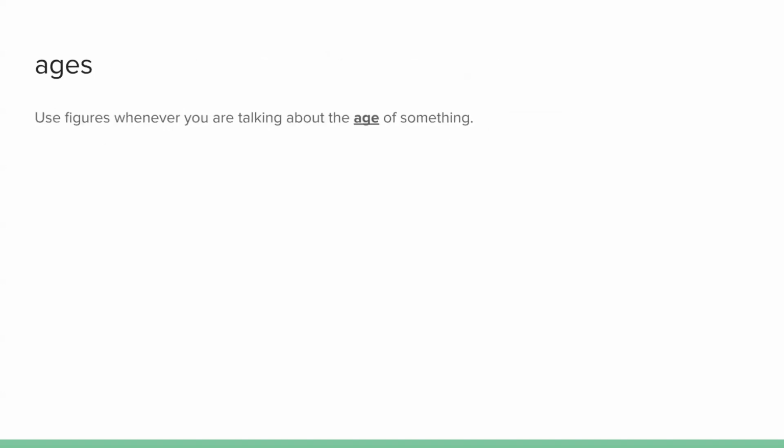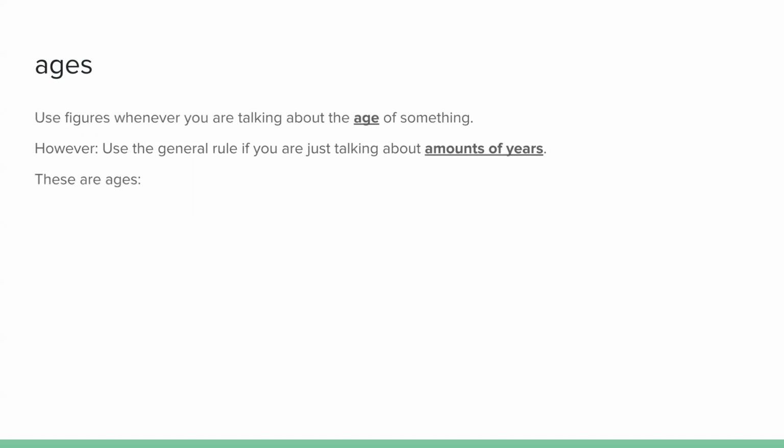So let's dig into a few of these. On ages, use figures anytime you're talking about age. Okay, here's where it gets a little bit tricky if you overthink it. The general rule still applies if you're just talking about an amount, describing an amount of years. I realize that a lot of you may be scratching your heads wondering what the distinction is. I'm going to give you some examples, and I think you'll see what I'm talking about.